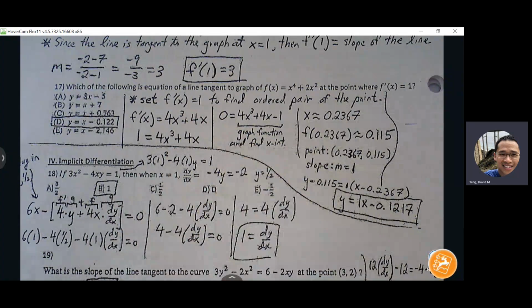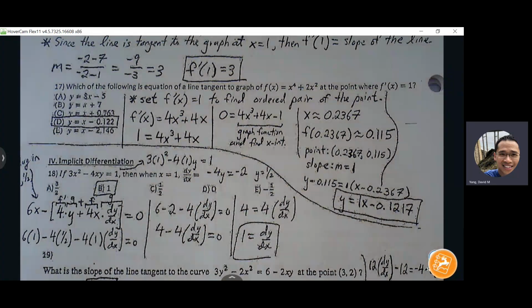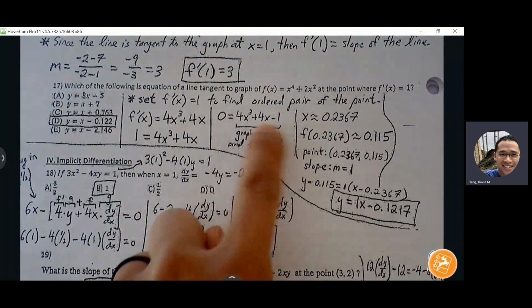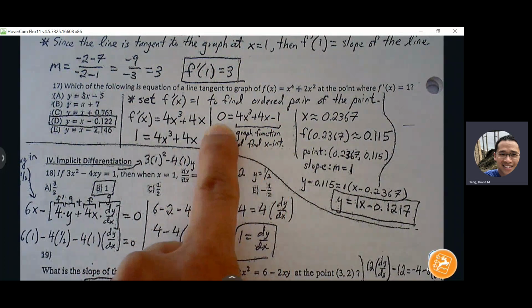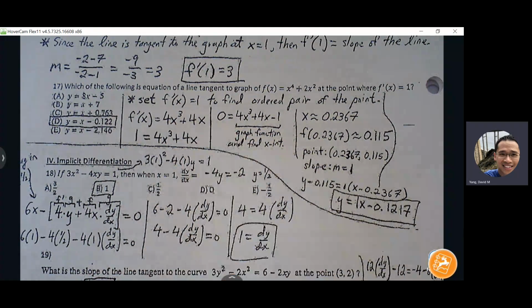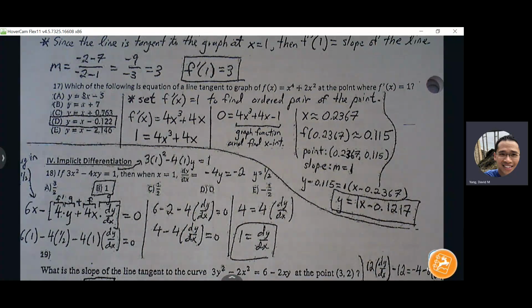Same idea. 17, another calculator question where you have to set f prime equal to 1, and then bring everything over to one side, and then you graph your polynomial and look to see where it crosses the x-axis, because that's going to be your x-intercept. And if you have your x-intercept, find that ordered pair, and then from there you can create your point slope form.